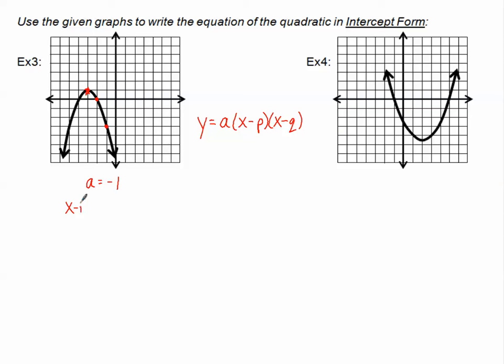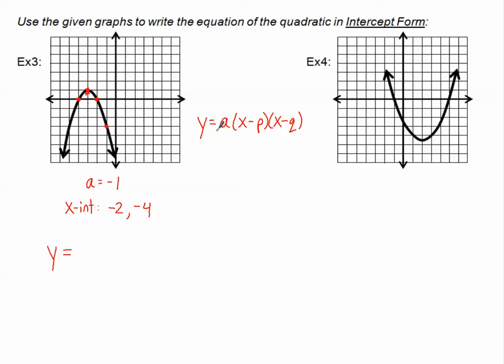Let's now find our two x-intercepts. Those are not too difficult to find. 1, 2, -2 is one of them. -3, -4 is the other one. It really doesn't matter the order. Some people will go from left to right. It doesn't really matter. Let's write our equation.